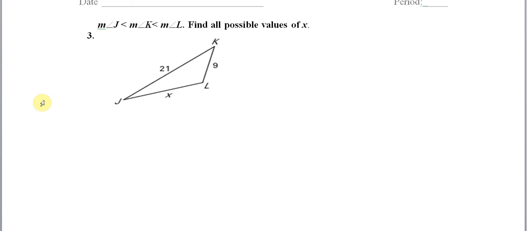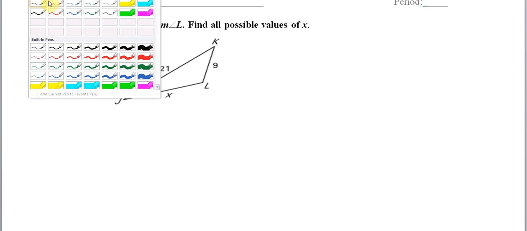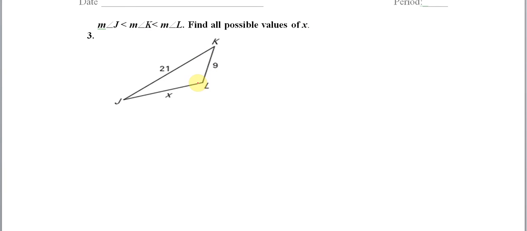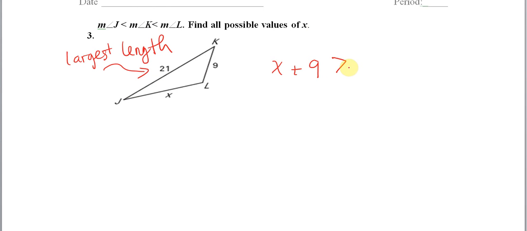Okay, so in this example here, we know that the measure of angle J is less than K, which is less than L, and we want to find all possible values of x. Well, clearly, if L is the largest angle, then this length here must be the largest length. So our inequality will set up as x plus 9 must be greater than, excuse me, not less than, must be greater than the other side, which is 21. So subtract 9 from both sides, so x must be greater than 12.